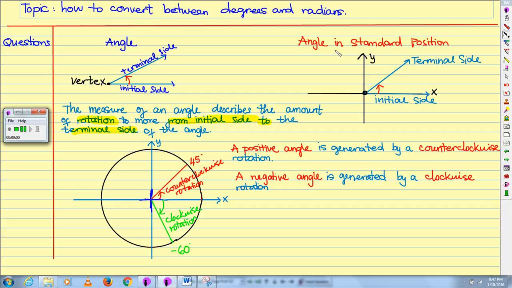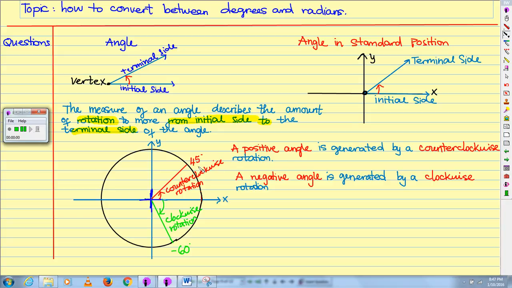An angle is in standard position when the vertex is at the origin of the xy plane and the initial side is along the positive side of the x-axis. And the measure of an angle describes the amount of rotation from the initial side to the terminal side of an angle.